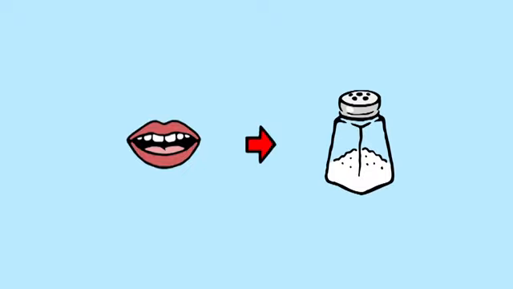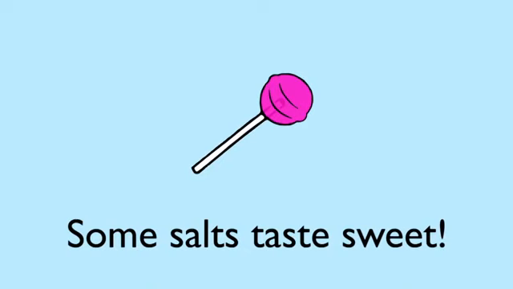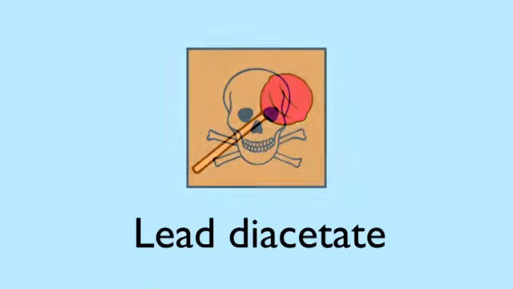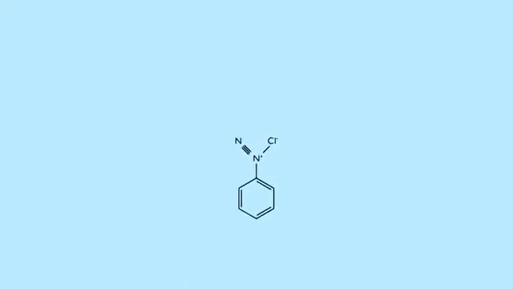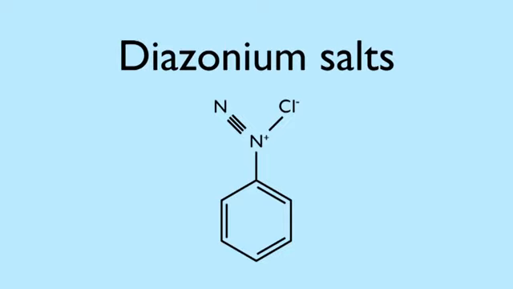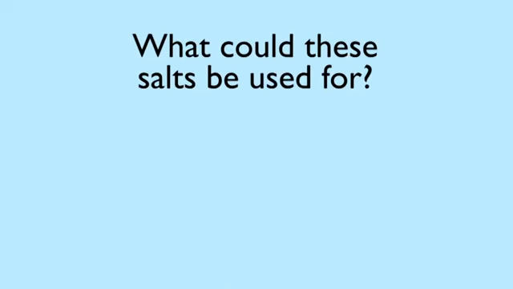Another common mistake is to think that all salts taste, well, salty. Again, this is wrong. Some taste bitter, and some even taste sweet, like lead diacetate. Unfortunately, it's also poisonous. Here's another more complicated salt with nitrogen in the cation. It's part of a family called the diazonium salts, which are all brightly coloured. Can you think what they might be used for?